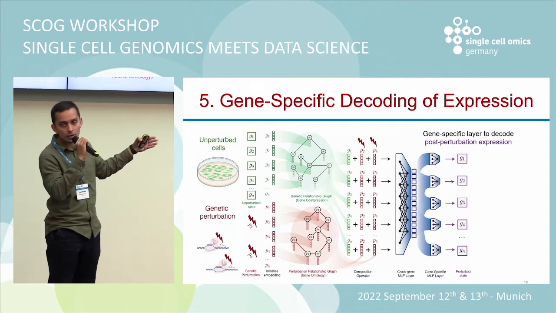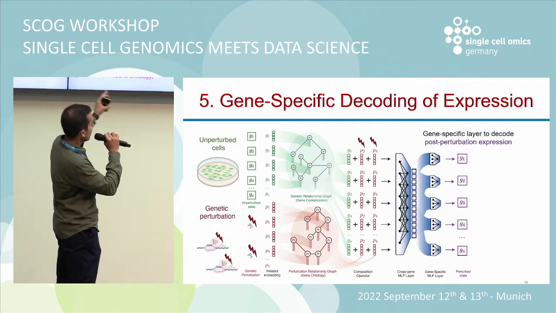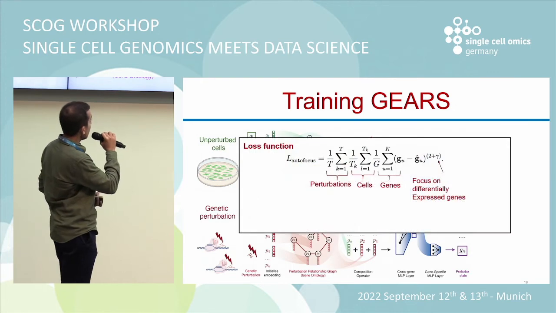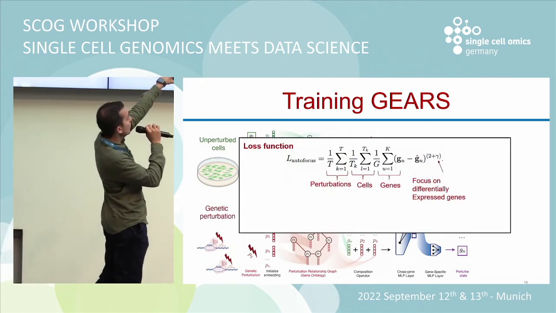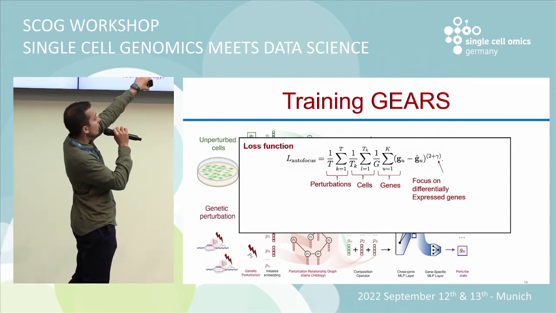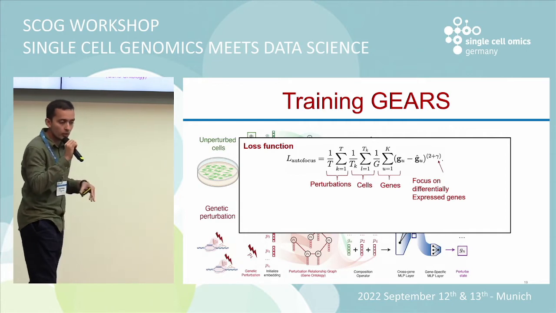We didn't want to share the decoder across all the genes, and this tended to work much better. So this is our end-to-end pipeline. For training GEARS, we use a simple mean squared error loss. On the far right, we're basically looking at the error between our prediction and the true expression value, and the true expression value is determined from the data set.